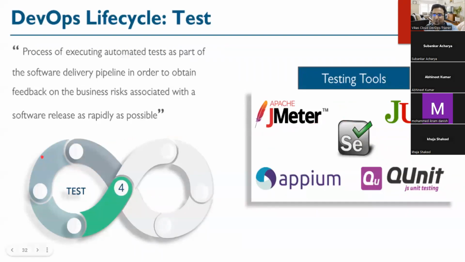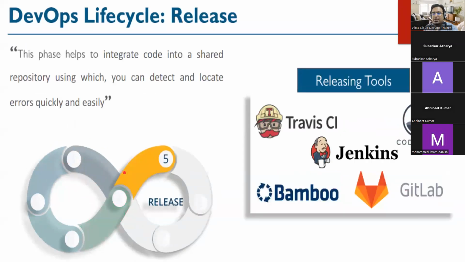Guys, any question with these 4 parts? Anyone? No, fine. Guys, remember it, please. Fifth, when releasing comes, there is 80% or 90% monopoly of Jenkins. So we have to learn Jenkins only in the release part.